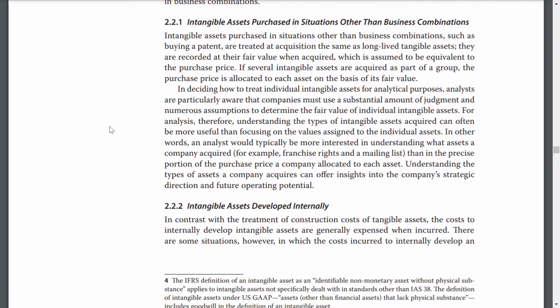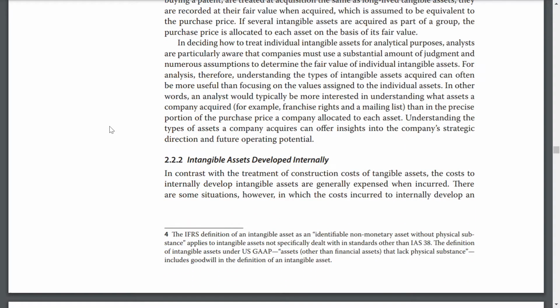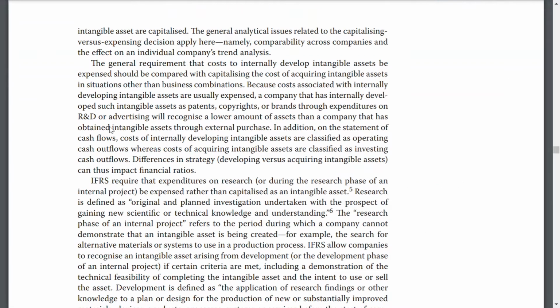Intangible assets developed internally, in contrast with the treatment of construction costs of tangible assets. The costs of internally developed intangible assets are generally expensed when incurred. There are some situations, however, in which the costs incurred to internally develop an intangible asset are capitalized. The general analytical issues related to the capitalization versus expense decision apply here, namely comparability across companies and the effect on the individual company's trend analysis.